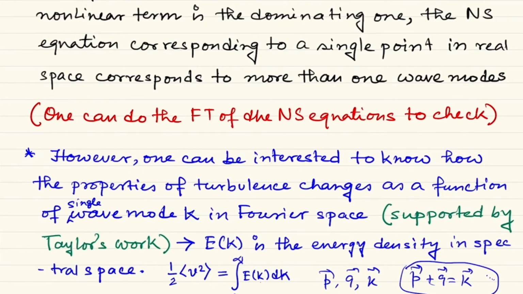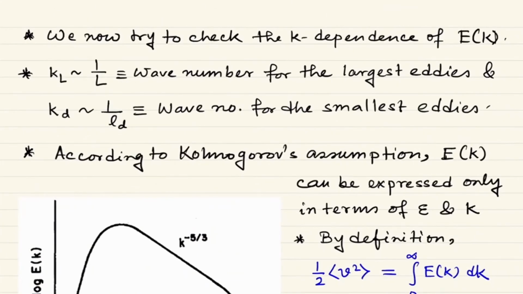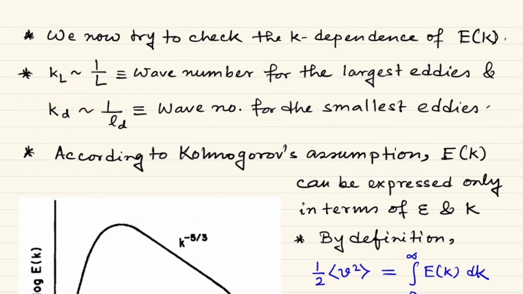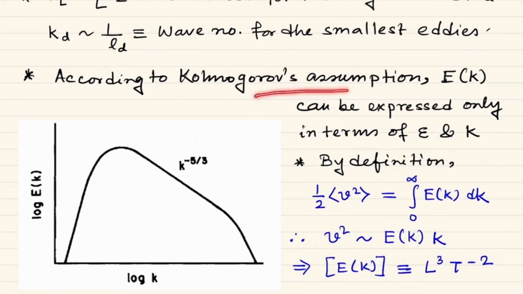Okay, and now we try to check the k dependence of Ek. Before that, let me designate kL as 1 by capital L, which is the wave number corresponding to the largest eddies. That means that is the smallest possible wave number in our system, and kD is 1 by LD, the wave number for the smallest eddies, so that is the largest possible wave number for our system. According to Kolmogorov's assumption, Ek can be expressed only in terms of epsilon and k.